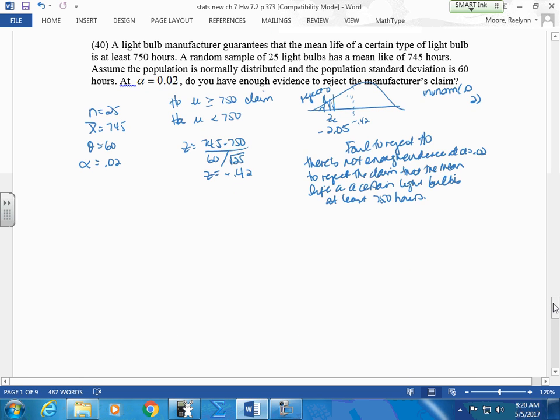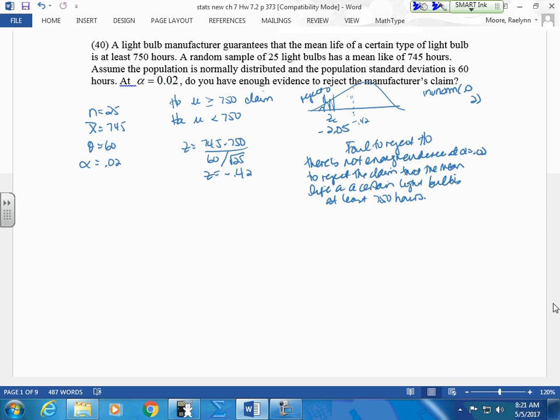Okay. The light bulb manufacturer guarantees that the mean life of a light bulb is at least, think money in your pocket, you have at least $750, you have that or more. So greater than or equal to. That's the H0. The H0 always has the equal sign. The HA is the less than. So the graph is going to go by your less than. So we fill in our graph.